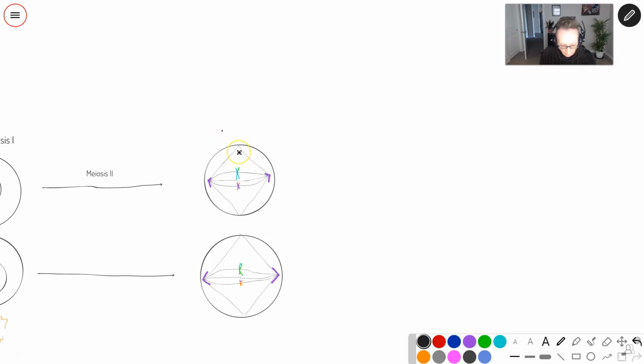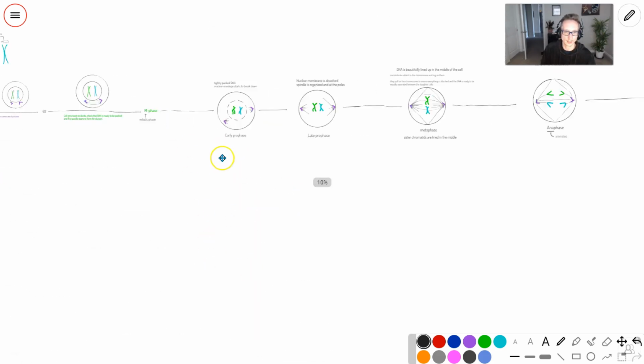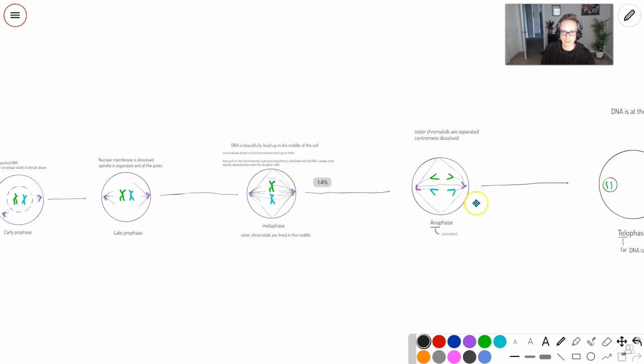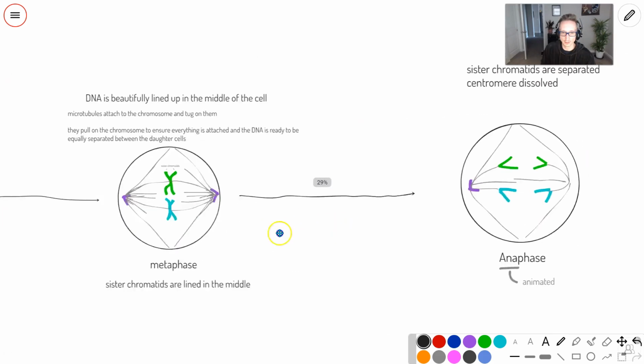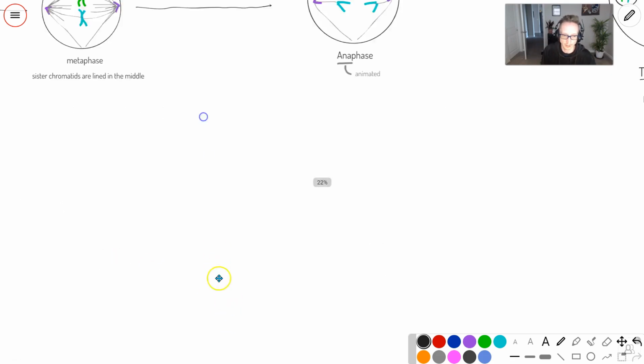And this is just like mitosis. Metaphase 2, just like mitosis. Let's go back and look at it. Just like that, we have the chromosomes lined up in the middle. It's going to look like that, and they're going to split off. The sister chromatids are going to separate.